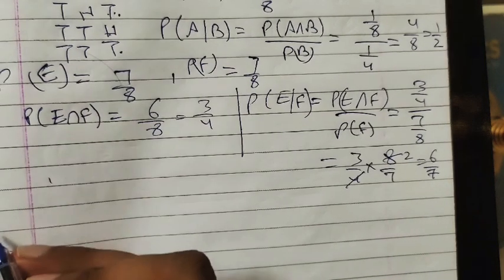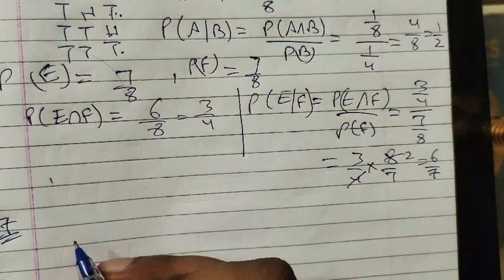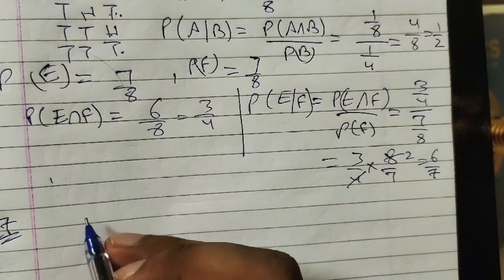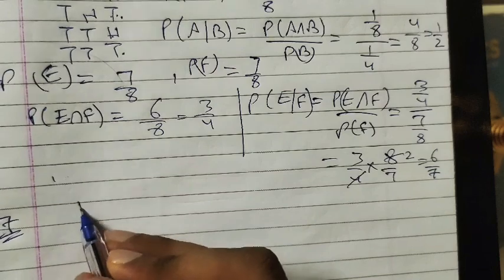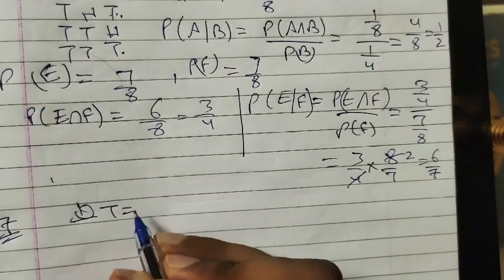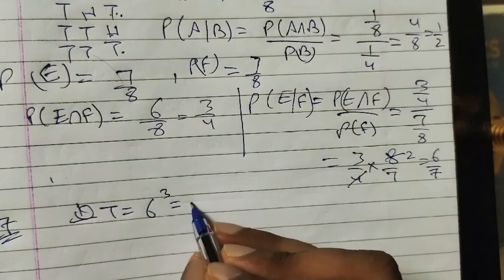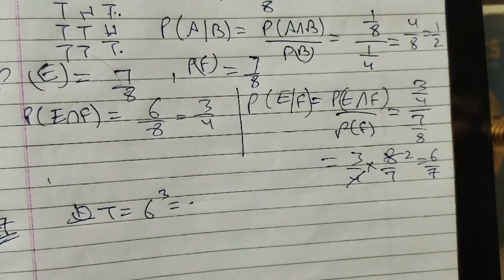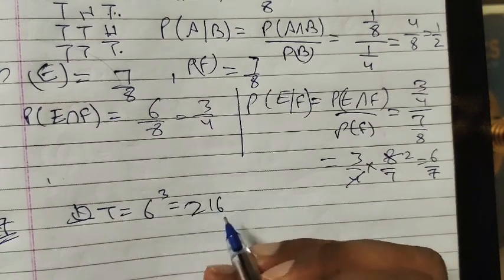seventh question. Again, a die is thrown 3 times. E is an event appearing 4 on the third toss. So E is an event appearing 4 on the third toss, right? So now the total number of outcomes will be 6 raised to power 3 because the die is thrown 3 times. So it is 6 multiplied by 6 multiplied by 6, which is equal to 216, right?